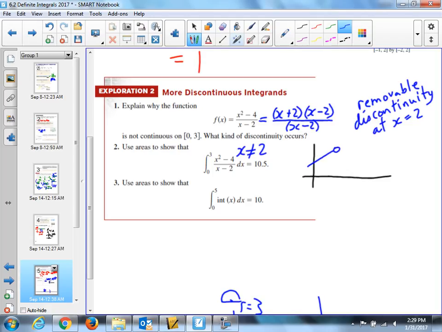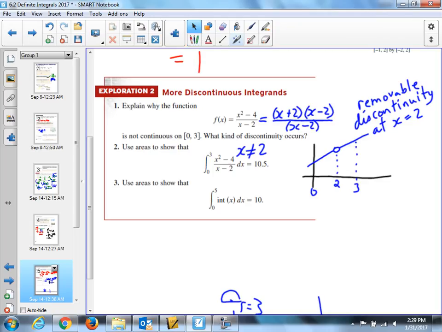There's a hole at 2, and I'm going to go to 3. From 0 to 3, according to this hole, where do we have to break things up into 2 integrals? At 2. This happens at 2. All you have to do is the area from 0 to 2 plus the area from 2 to 3.